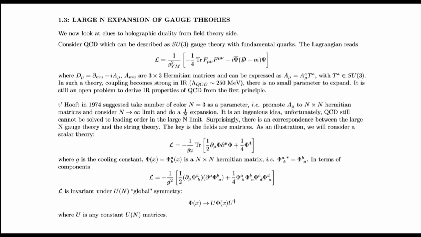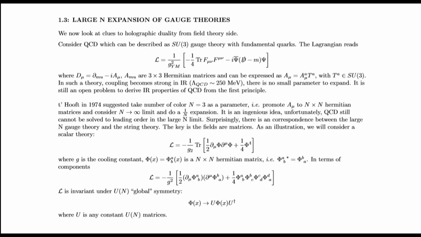't Hooft in 1974 suggested to take the number of colors N equal to 3 as a parameter, promote A mu to N by N Hermitian matrices, consider the N to infinity limit and do a 1 per N expansion. It is an ingenious idea. Unfortunately, QCD still cannot be solved to leading order in the large N limit. Surprisingly, there is a correspondence between the large N gauge theory and string theory. The key is the field of matrices.